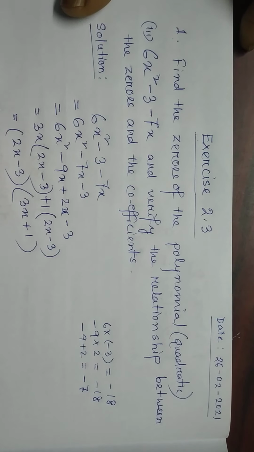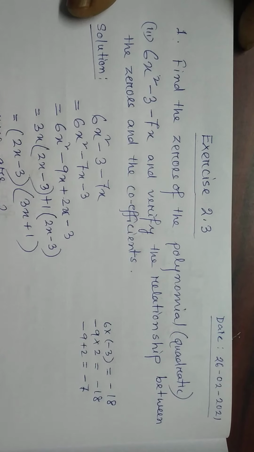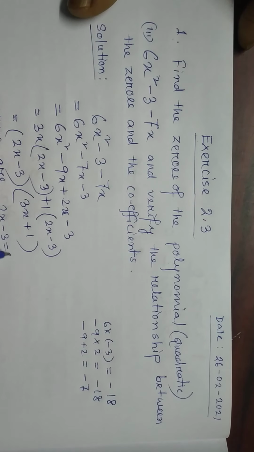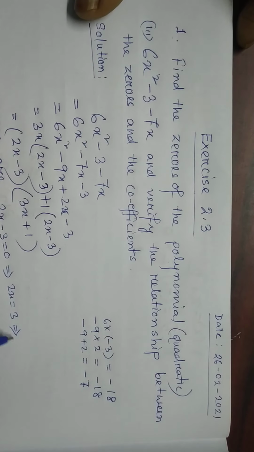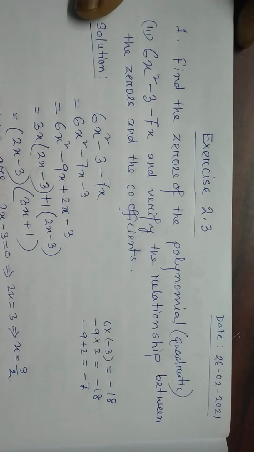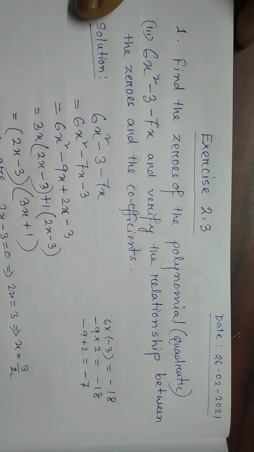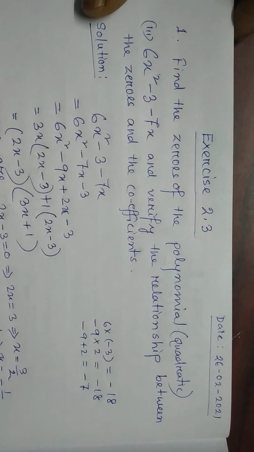Therefore, zeros are what? 2x minus 3 equal to 0. That means 2x equal to 3. This implies x is equal to 3 by 2. Another, 3x plus 1 equal to 0. That's why 3x is equal to minus 1. This implies x is equal to minus 1 by 3.